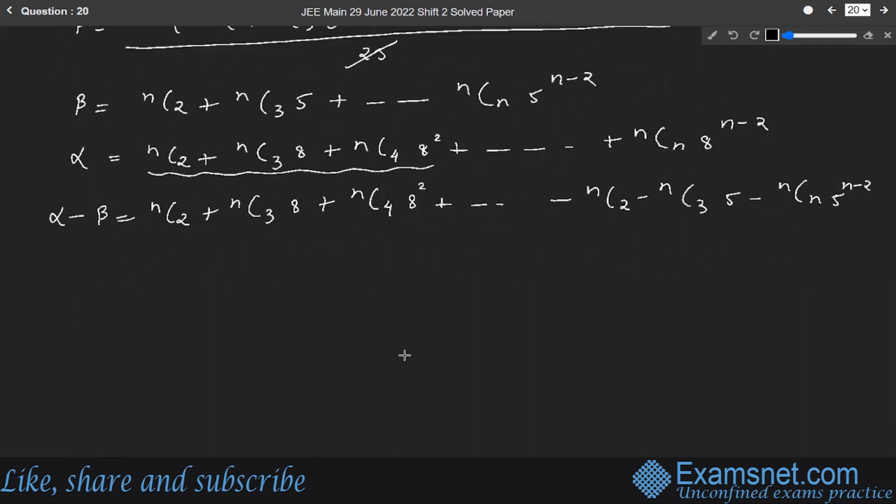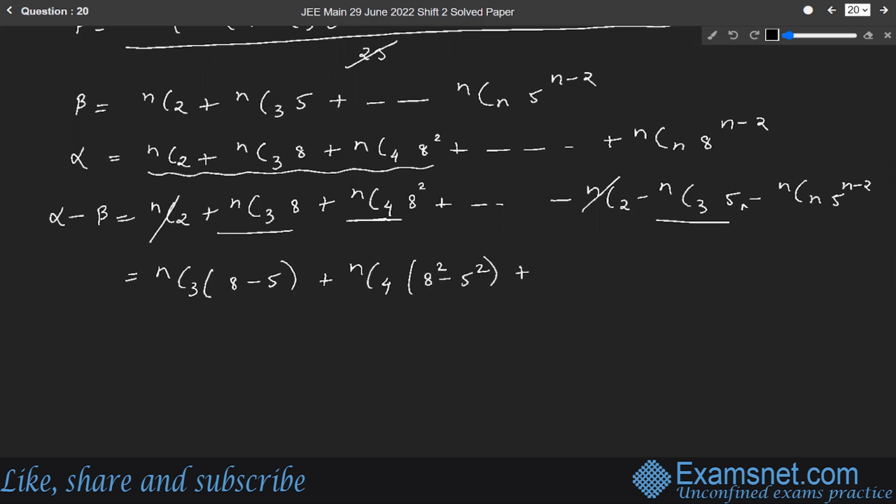So here you can see that plus nC2 minus nC2 will be cancelled. Now nC3 into 8 and minus nC3 into 5. nC3 is common. And what is the remaining numbers? 8 minus 5, plus. Again, for the next term, nC4 will be common. Here we will have nC4 into 5 power 2, right? Since it is a series, we will have nC4 into 5 power 2. So nC4 will be common. So the remaining terms will be what? 8 square minus 5 square. It will go up to the last term.